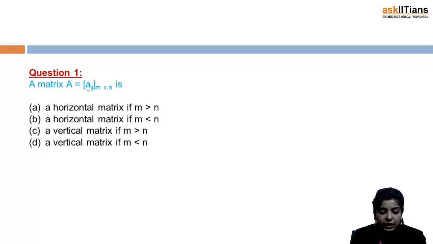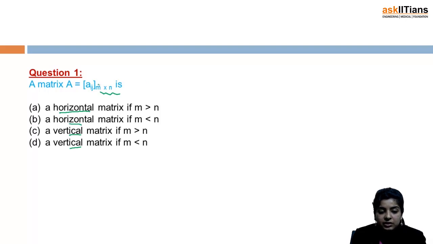A matrix A equal to Aij M cross N is, now we have to say whether it is a horizontal or vertical matrix and on what basis, right? Now just note one thing here, that you should not mug up the definitions. Just try to understand the concept lying behind the definitions. Otherwise it will be a bit confusing for you. You cannot mug up the definitions, right?